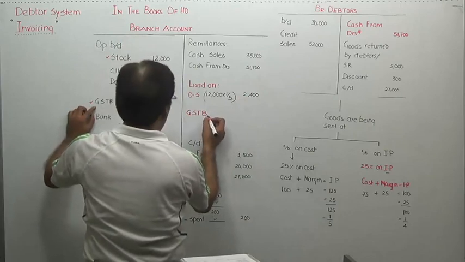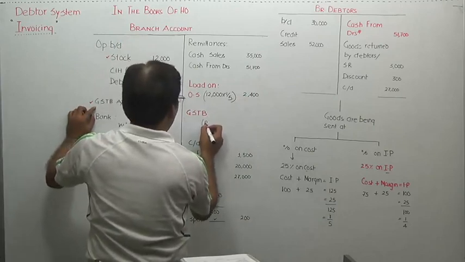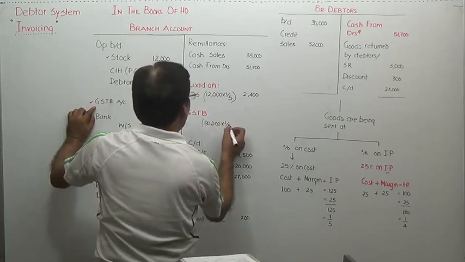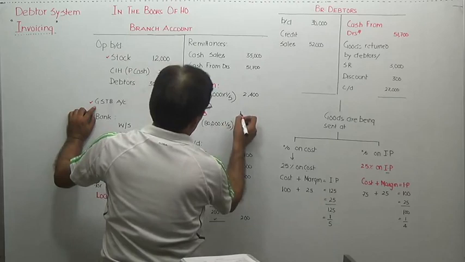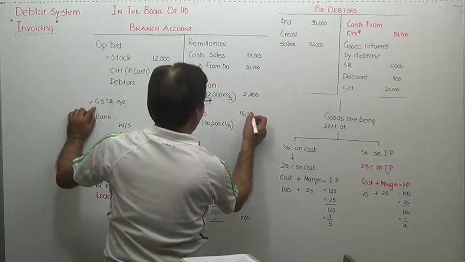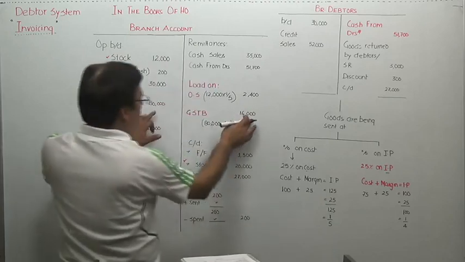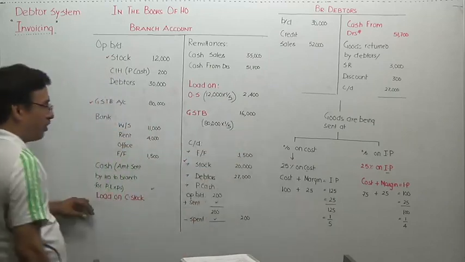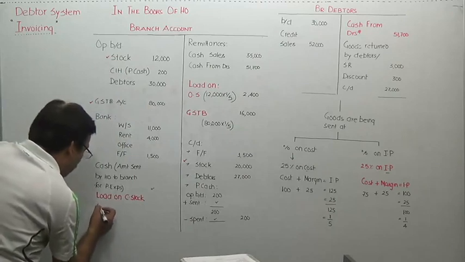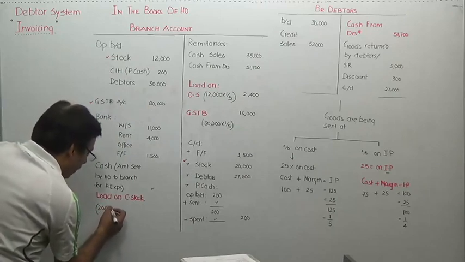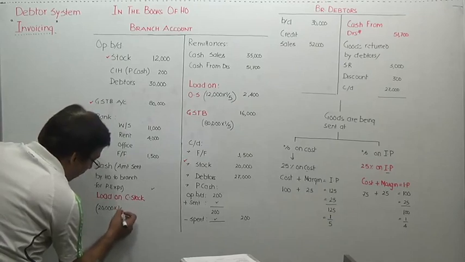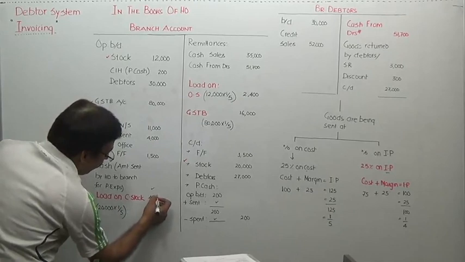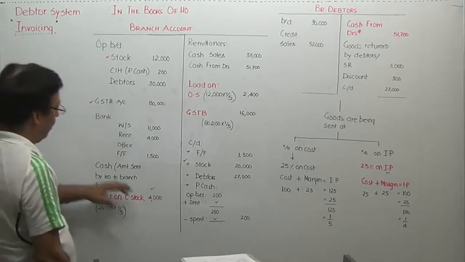Similarly, there are goods sent to branch account in this case, which is worth rupees 80,000. And you are going to multiply it by 1 by 5. So this is the loading element in it. So 16,000 you are going to write here, which means you are writing 64,000 as cost price. Similarly, your closing stock is 20,000. So 20,000 into 1 by 5, and 4,000 will be the loading of closing stock which you are going to write down here. Is it clear to you?